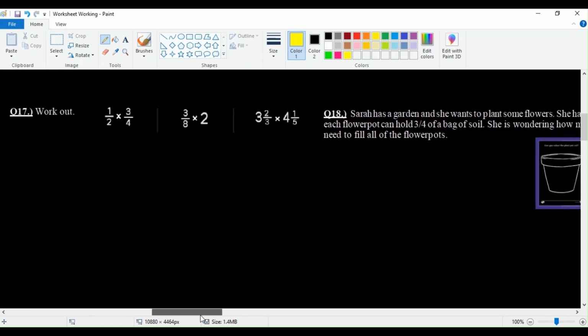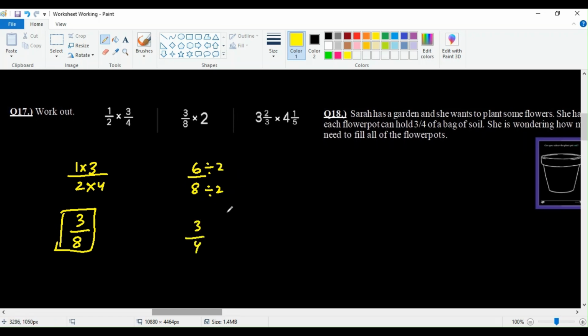Now comes question number 17. In here, we are multiplying the fractions. That means 3 times 1 is 3. You can write it this way. And 2 times 4 is 8. So this gives us 3 over 8 as the final answer. So this gives you 6 over 8. That means once we simplify this by 2, it gives us 3 over 4 as the final answer.